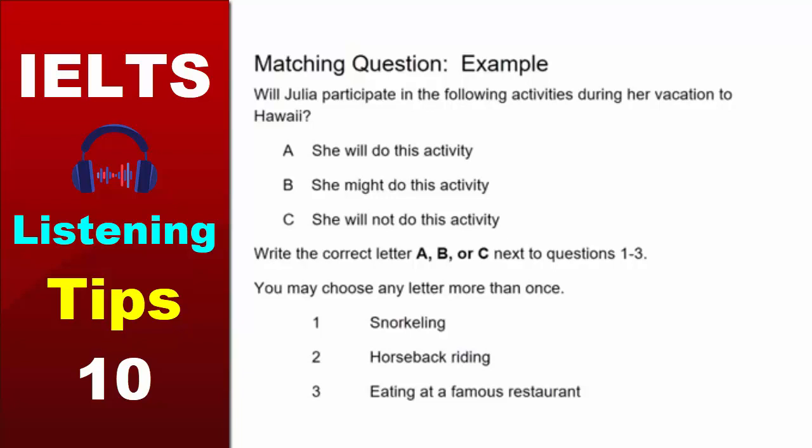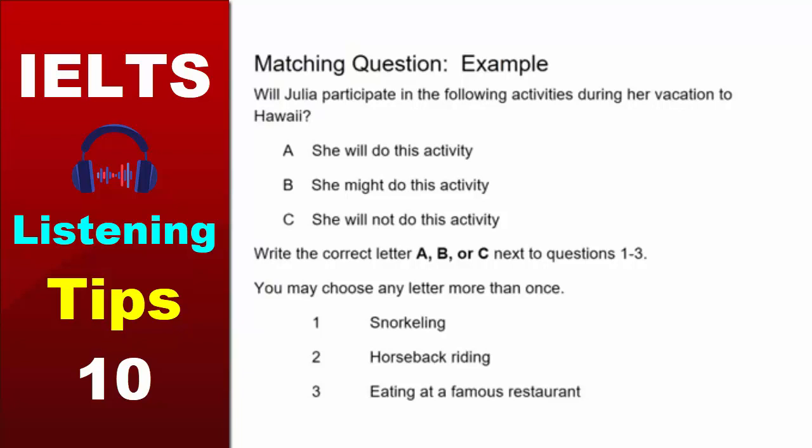Okay, so we know that Julia is going to be doing some activities. We have to see whether she's going to do some particular ones or not. And those activities are the numbered choices below. So number 1, 2, and 3. These are our questions. Okay, so number 1 is snorkeling. And we need to choose the correct answer choice, A, B, or C, for number 1, number 2, and number 3, based on what is discussed in the passage. Okay, so that's what these matching questions look like.